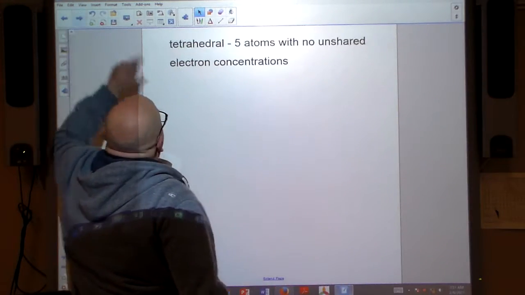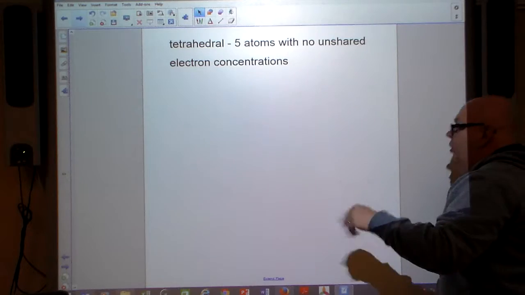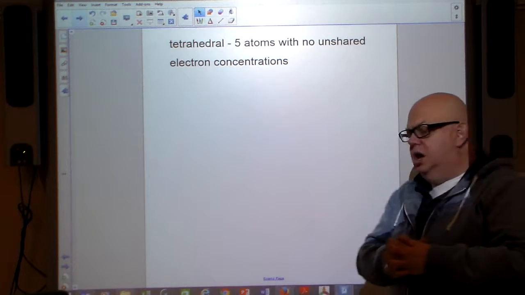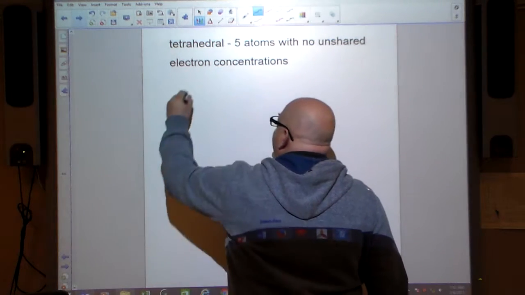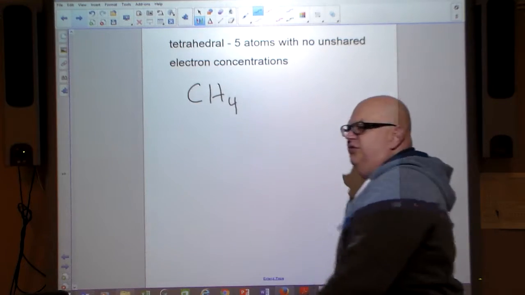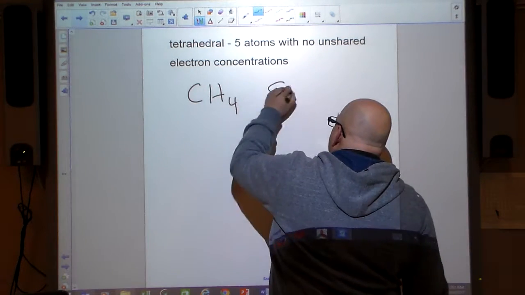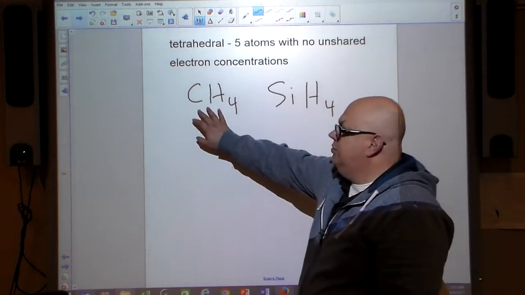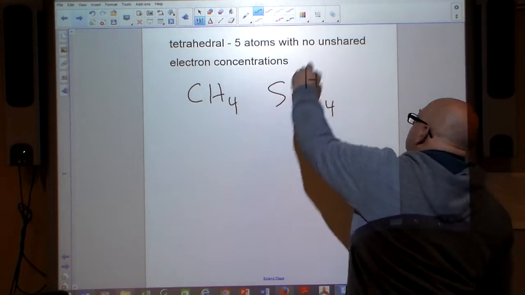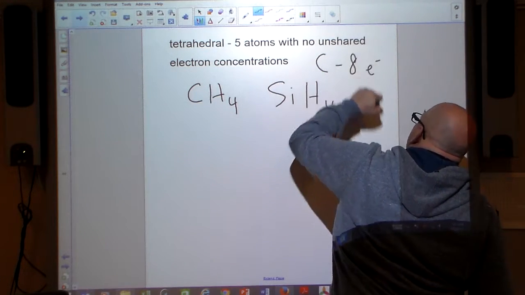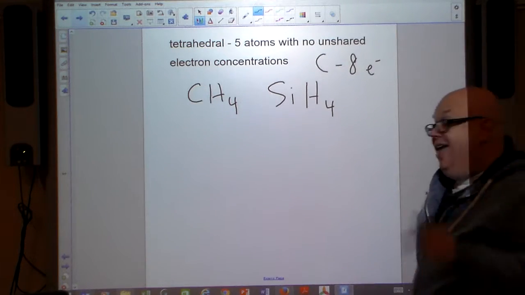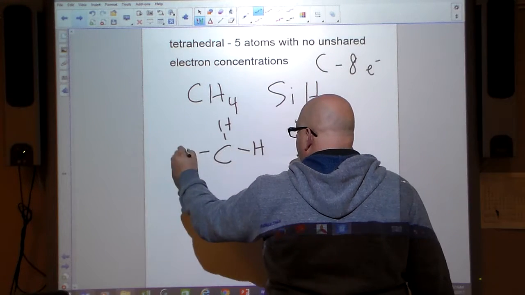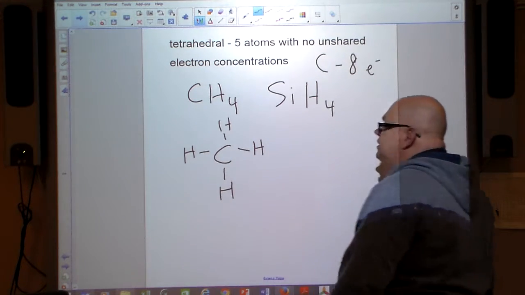Now, let's go with another one here. Let's go with tetrahedral, and then we'll work with bent. So tetrahedral, 5 atoms with no unshared electron concentrations. This is pretty straightforward. CH4, that's a classic. SiH4, that's another one. But let's look with the CH4 here. Carbon maxes out at 8 electrons. That's the maximum it can hold. And that's a pretty important idea. So if we look at carbon, this is what it looks like.